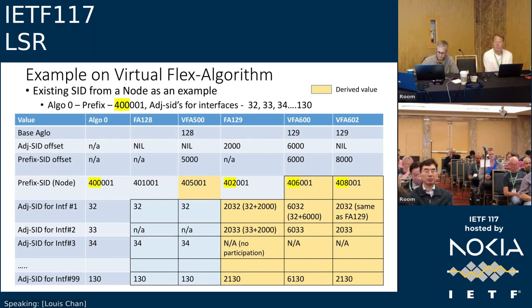This is all the valid configurations. That means in this case, the prefix is deducted, adding the offset 8,000 to the algo 0, that one becomes 4801. But the adjacency set this time will fall back using 129, the offsets. Sorry, that adjacency set has no offsets, right? So it becomes 2032, same as flex algo 129.